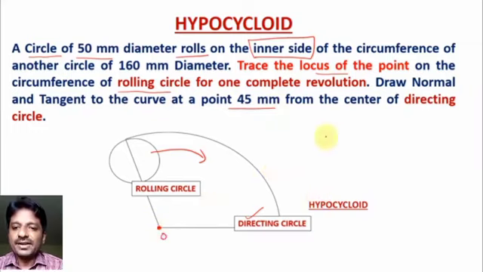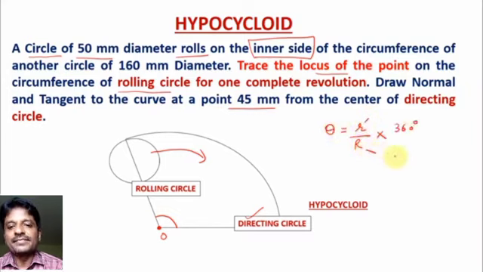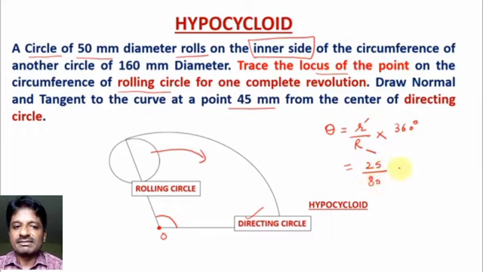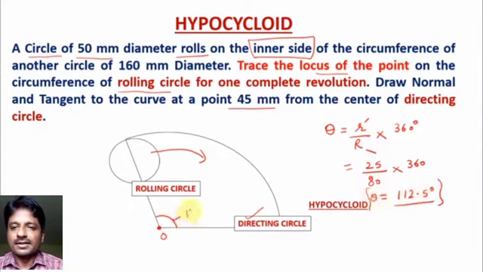Now we have to find this angle. We have the sector angle formula: small r is the radius of the rolling circle, big R is the directing circle radius, times 360. In this case it is 25 divided by 80 times 360, and we get an answer of 112.5 degrees.